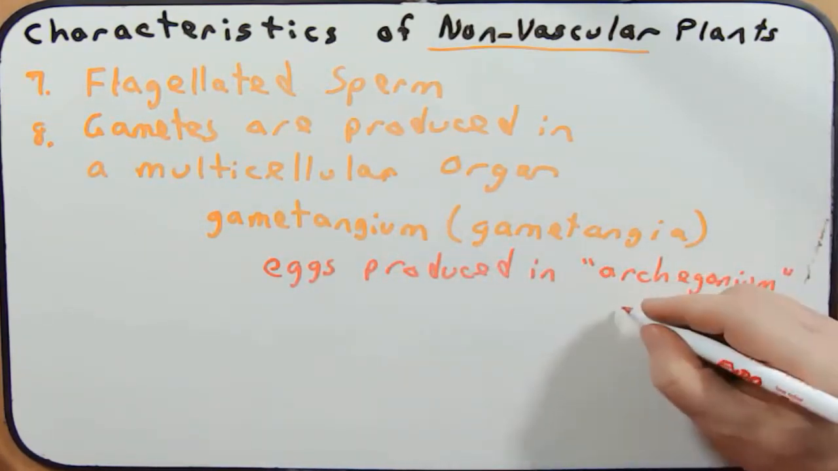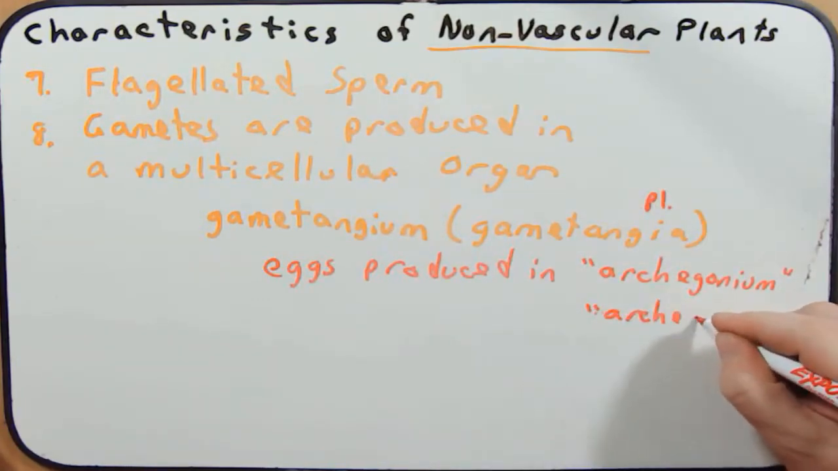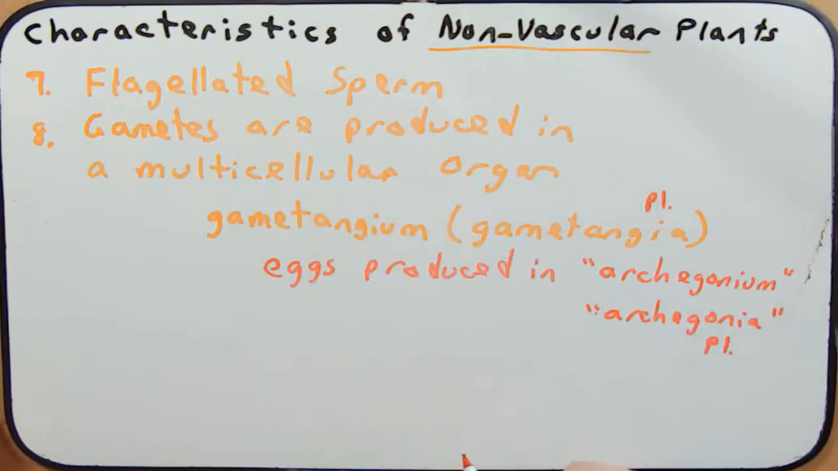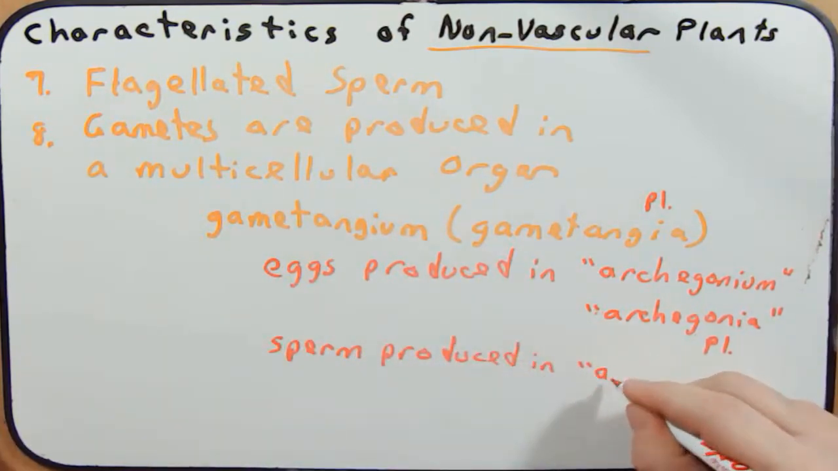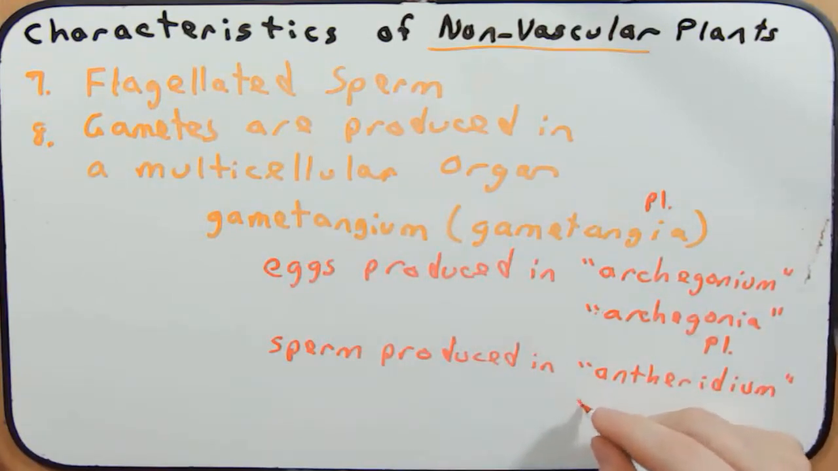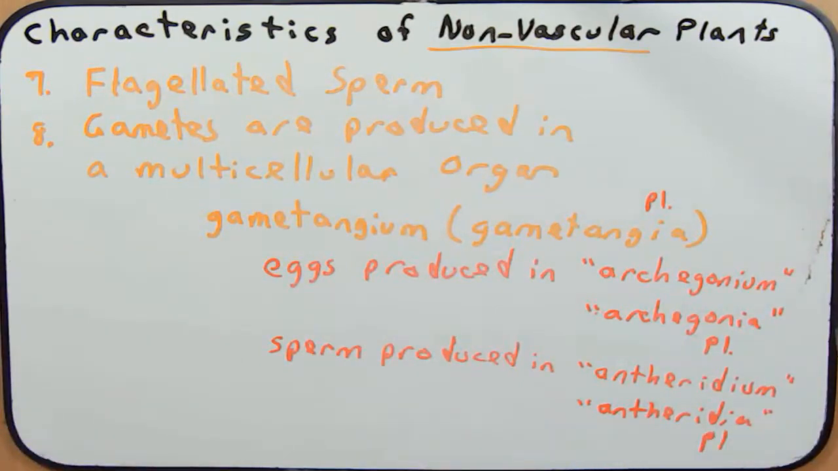And the plural of that is archegonia. The sperm are produced in a structure called antheridium, and the plural of that is antheridia. And we'll come back to these in a moment when we talk about alternation of generations.